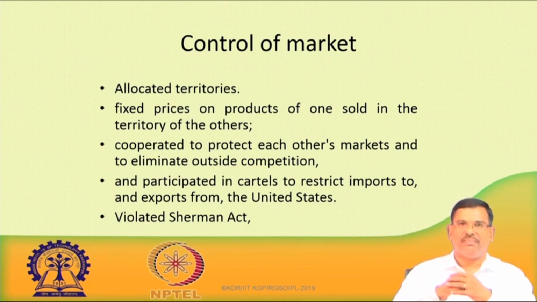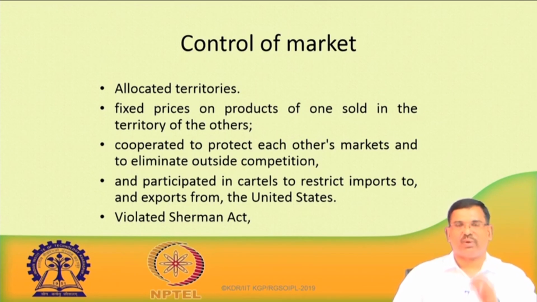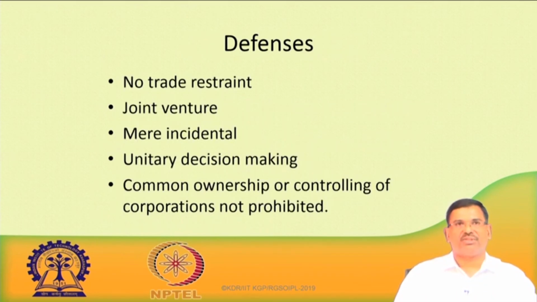Through the licensing agreements, they cooperated with each other to protect other markets and eliminate outside competition. So, other competitors cannot enter this particular market of bearings, and moreover they entered into cartels to restrict imports and exports from the United States. So, the question is whether you do the business within the territories or outside the territories, it does not matter. They are going to look into the activities where any violations of the particular provisions have happened. Here, fixing world territories is clearly said to violate the Sherman Act.